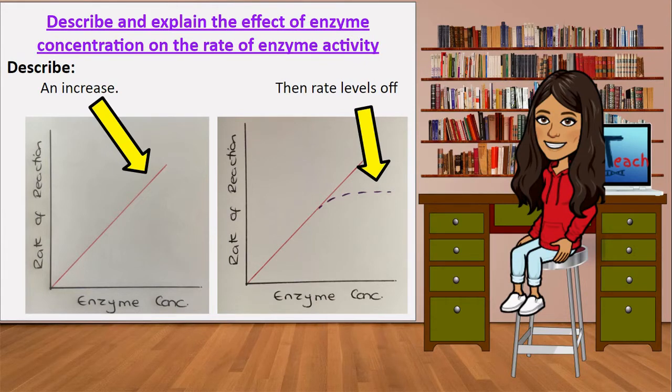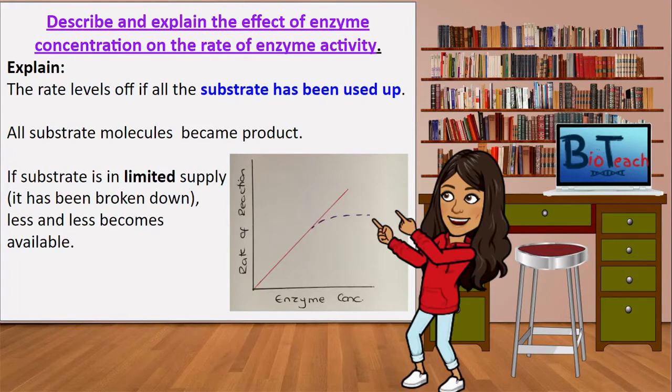The second graph shows you how the rate would basically level off at some point when the enzyme concentration was still increasing. And this is where the substrate becomes the limiting factor. This is shown by the dotted line. At this stage, if you continue to increase the enzyme concentration, there is no further increase in the rate of reaction. The explanation part of the question requires you to say why.